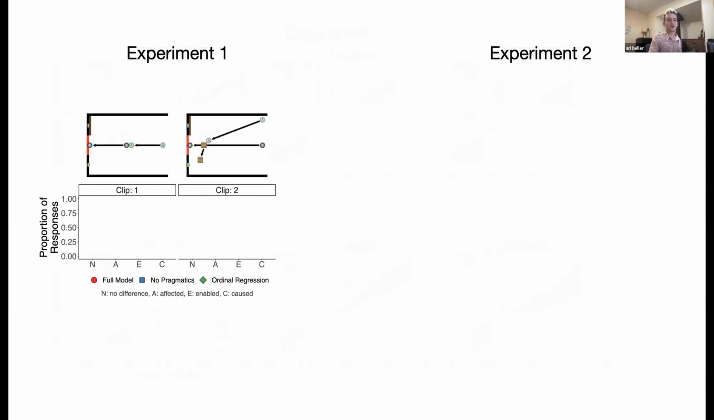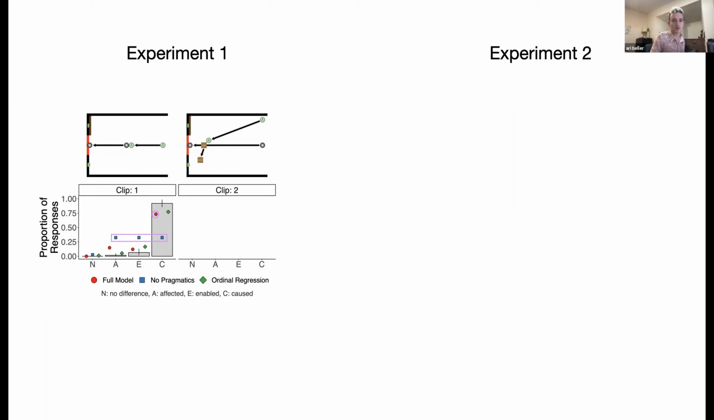Digging into these models a little bit more to get a better sense of why the full model performs better, we can look at individual cases. For example, in experiment 1, when participants saw this clip on the left where A knocks into B and B goes through the gate, they overwhelmingly said that A caused B to go through the gate was the best description. Our full model agrees. However, the semantics model, seeing that multiple descriptions are true, ends up rating them all differently, failing to capture participant behavior.